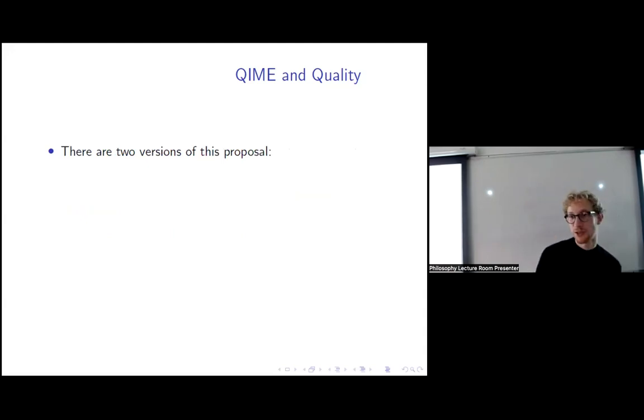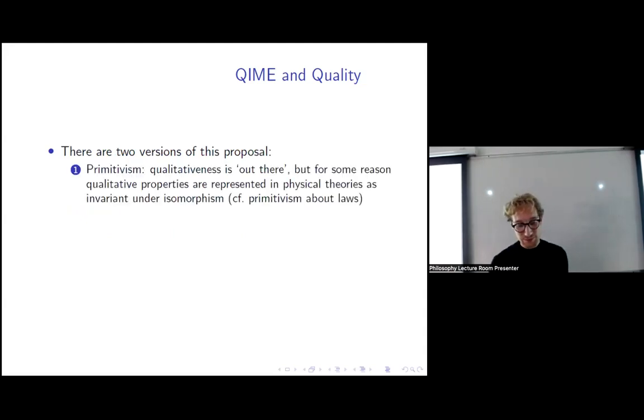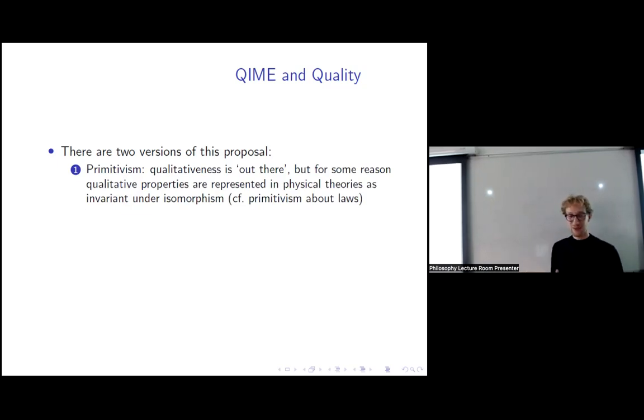So there are two versions of the proposal I have in mind. The first proposal, call it primitivism, is that qualitativeness is something out there. It's just a primitive fact about properties or relations that they're qualitative or non-qualitative. But we might have some good reason to believe that within the particular area of physics that we're interested in, qualitative properties are represented as being invariant under isomorphism.